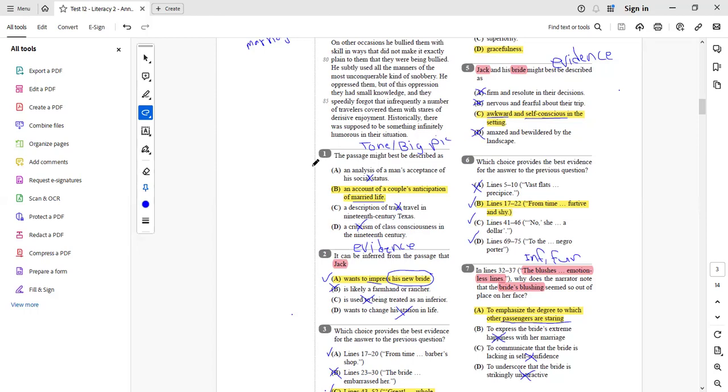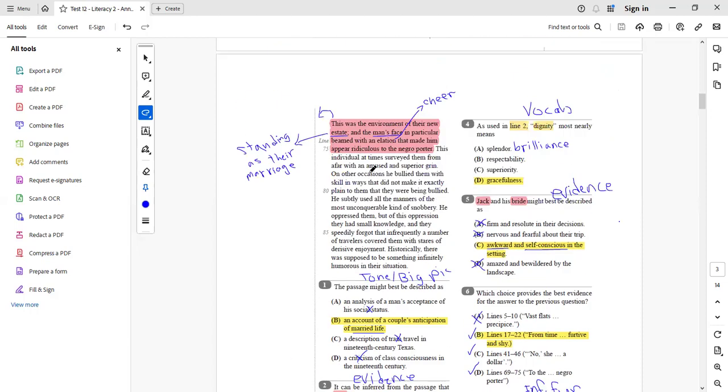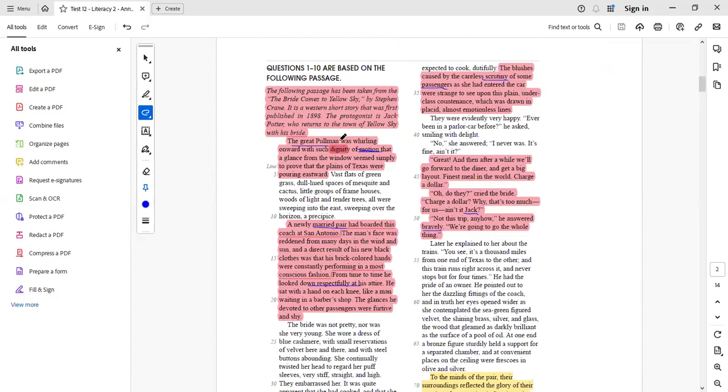After that, question 4 for Lama. As used in line 2, dignity most nearly means. If we're going to go to line 2, this vocabulary, he said the great Pullman was whirling onward with such dignity of motion. He talks about the train or the Pullman, the car, whatever, that a glance from the window seemed simply to prove that the plains of Texas were pouring eastward.